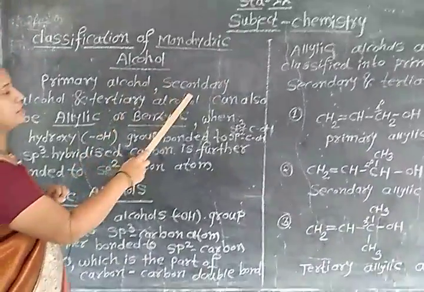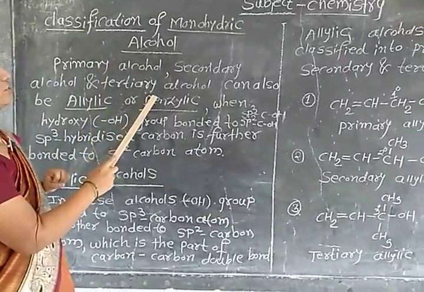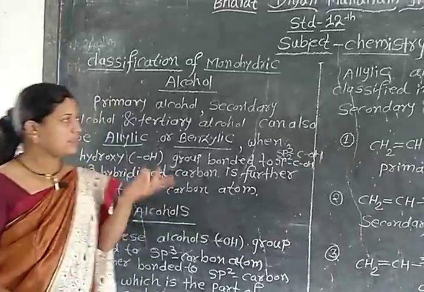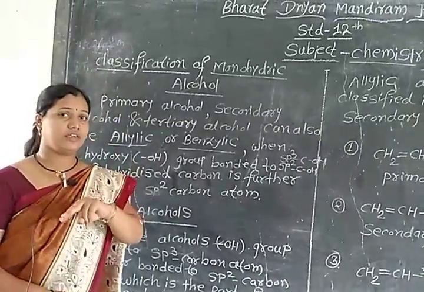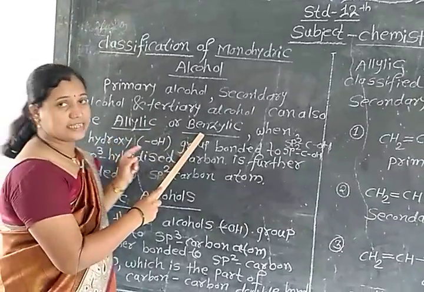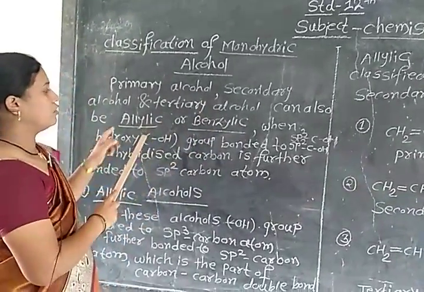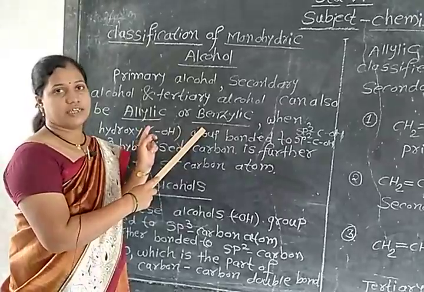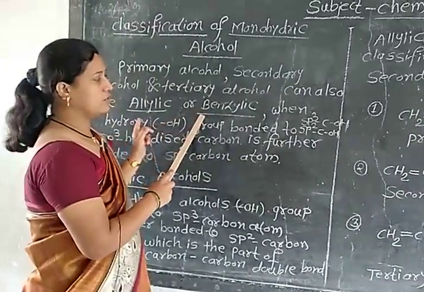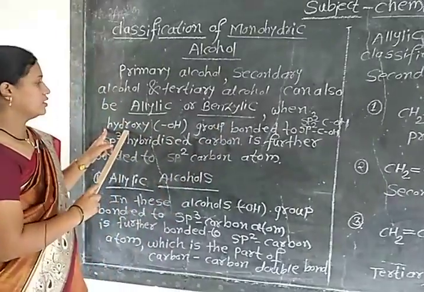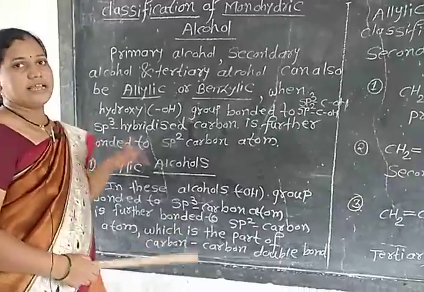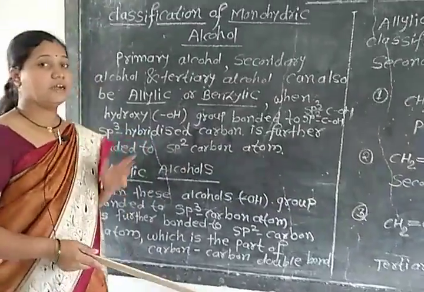Primary alcohol, secondary alcohol, and tertiary alcohol can also be classified again into two types. First is the allylic alcohol and second is the benzylic alcohol. So what are allylic alcohols and what are benzylic alcohols? We are going to learn.